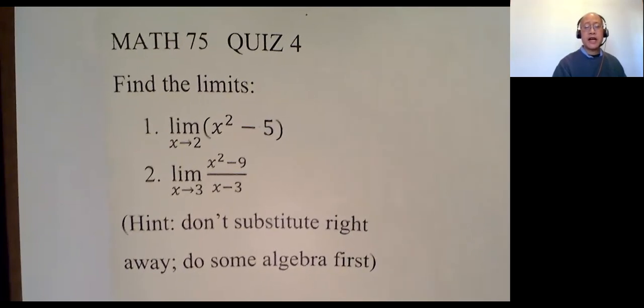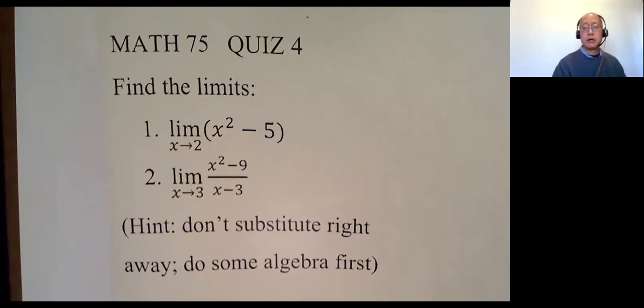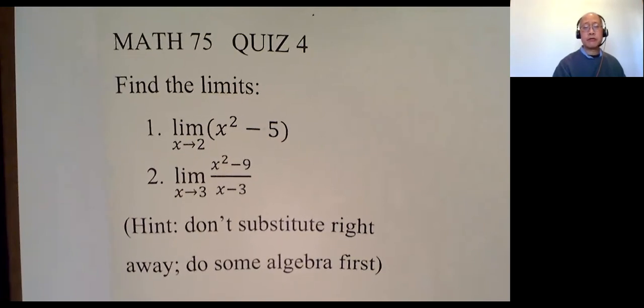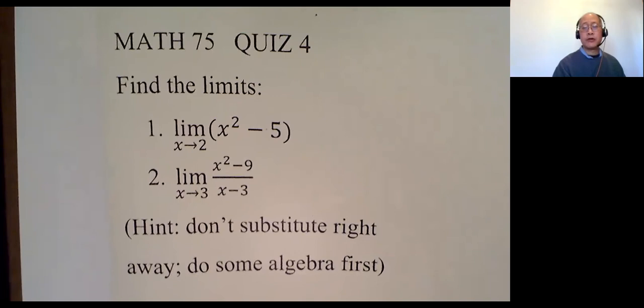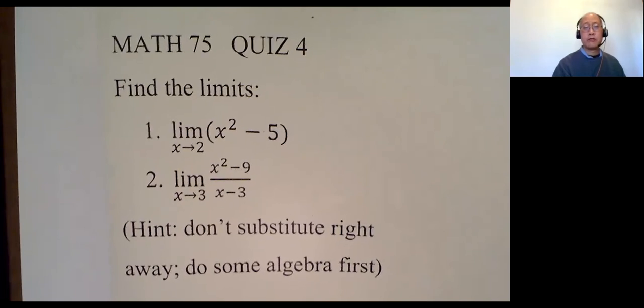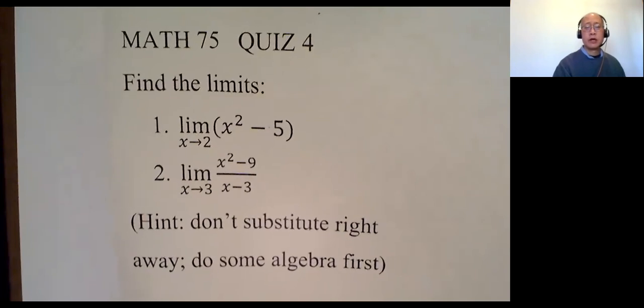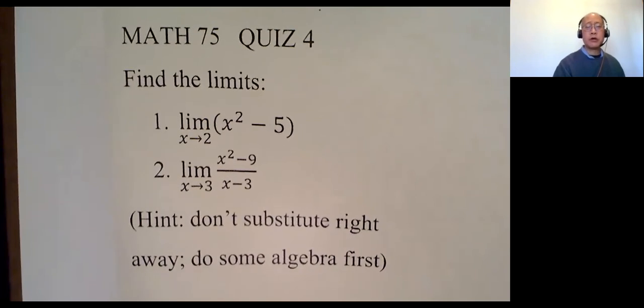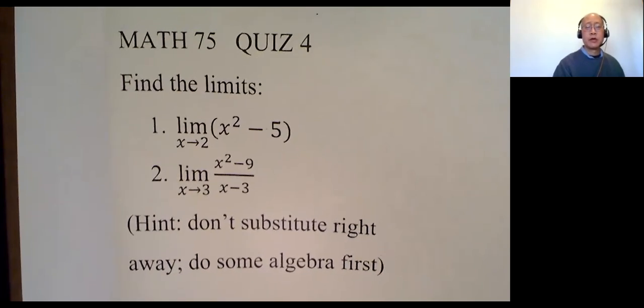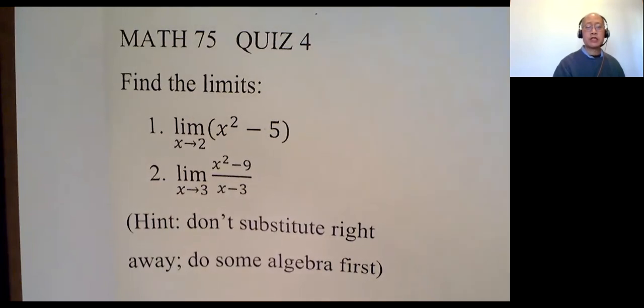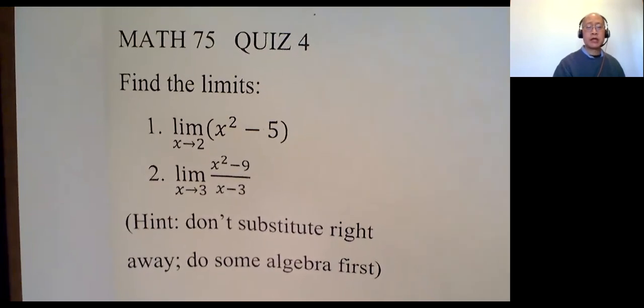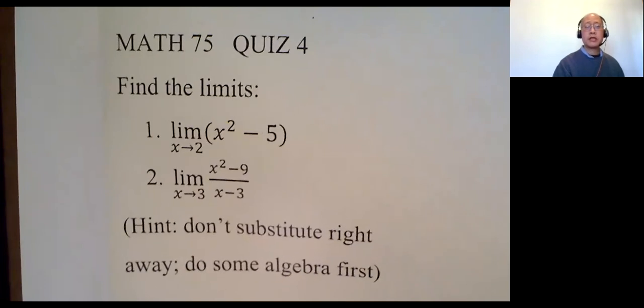Okay, after you do the algebra, then you'll be able to plug in. Okay, it's not going to take that long to do this quiz, but you have to wait until I set your breakout groups and so on, and then hopefully you can be done after that, and then we're finished. Okay, I'll hold it for another maybe 15 seconds. Everybody have it? So number 1, limit as x approaches 2 of x squared minus 5. Number 2, limit as x approaches 3 of x squared minus 9 divided by x minus 3. Okay, so go ahead and get started.